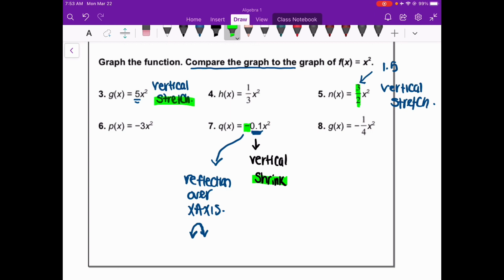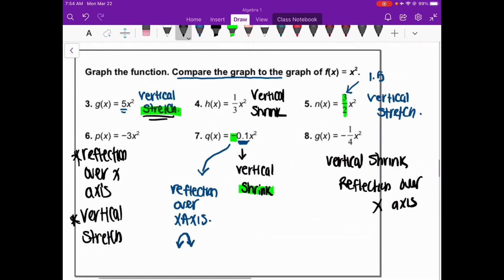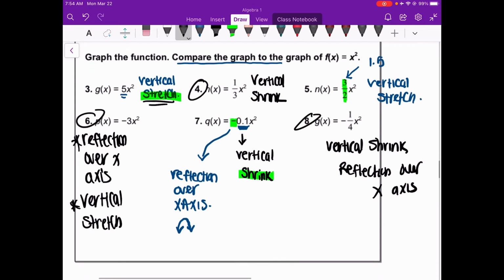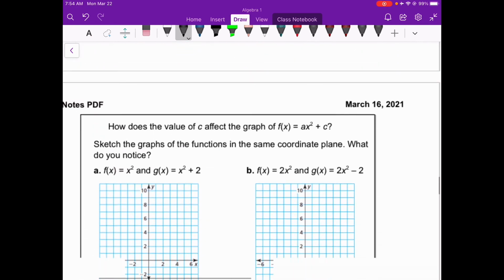If you stretched a rubber band, it would become skinnier. So more narrow means stretch. Shrink is going to be wider. Okay. Try 4, 6, and 8, and then there are your final answers. 4 is a vertical shrink. 6 is a reflection because it's negative and a vertical stretch. 8 is a vertical shrink and also a reflection because it's negative.